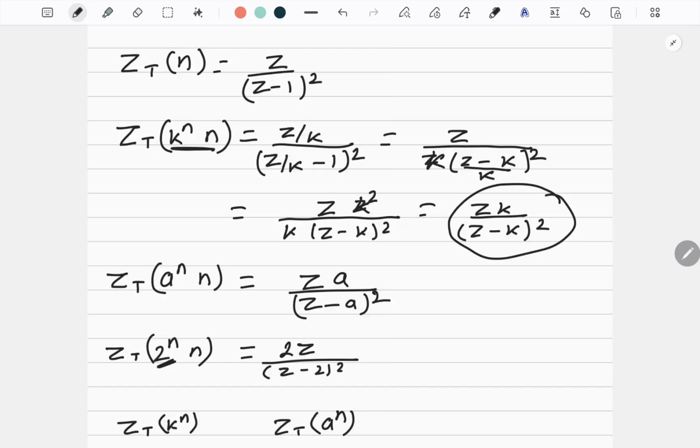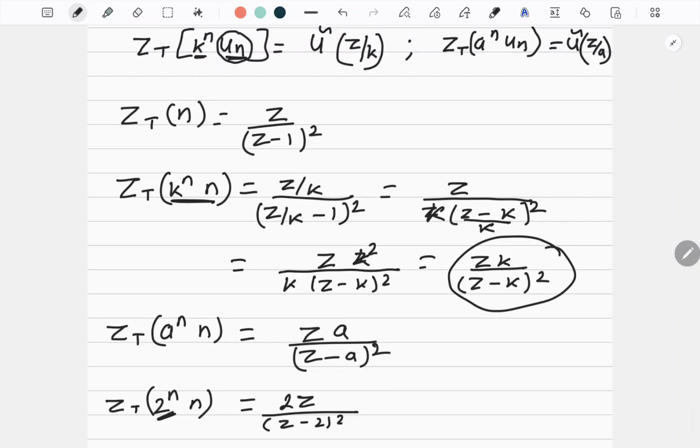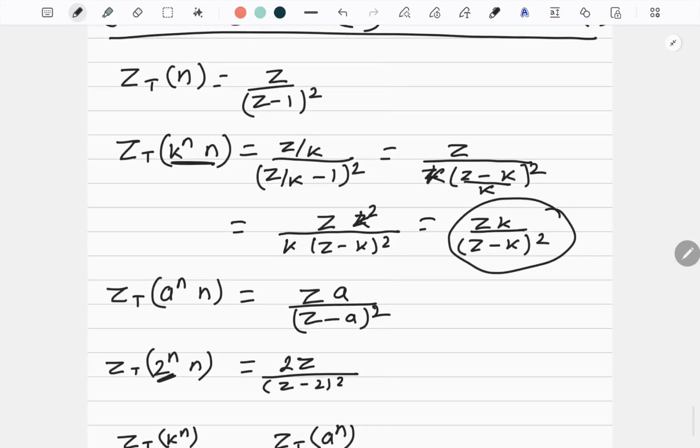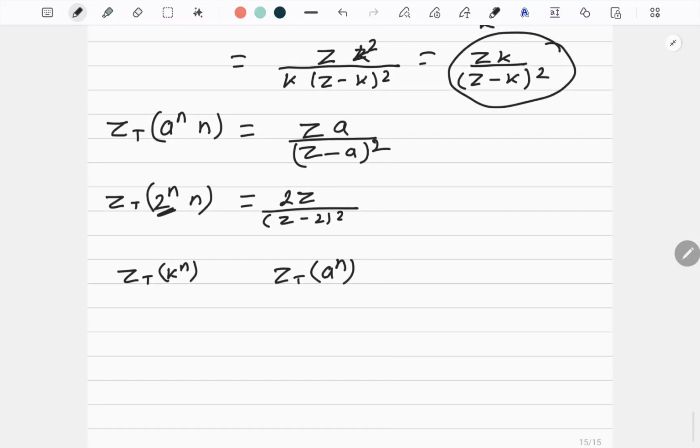So we have learned that the z transform of k to the power n is k upon z minus k. So if I am writing in terms of a, it will become a upon z minus a. If I am writing in terms of 2, it becomes 2 upon z minus 2, like that it will go. Okay. So now this is the first damping rule I told you, correct?